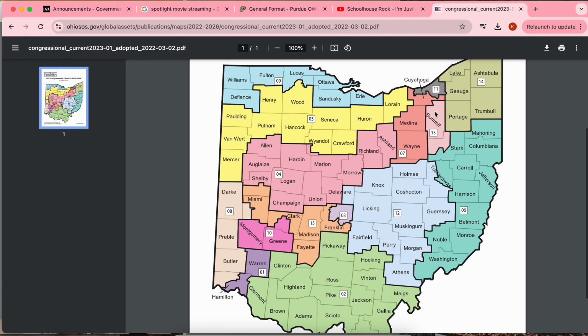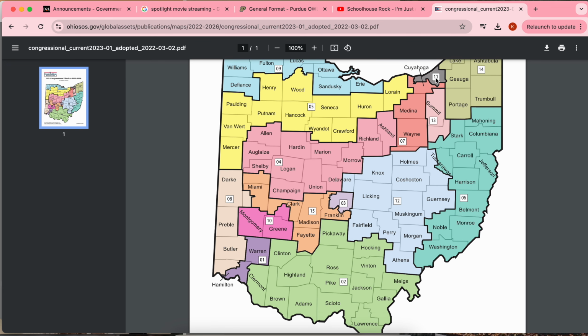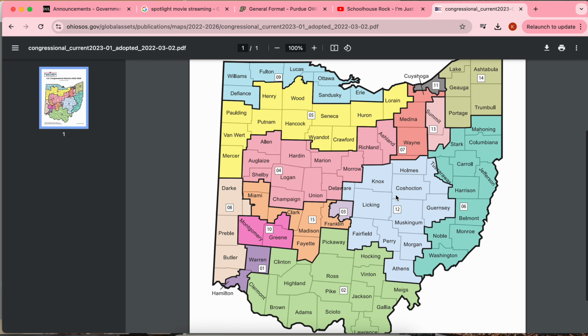So relatively, the same number of people who live in this little baby district right here is pretty similar to the same number of people that live in any of these big districts. This is Columbus, obviously. This is Cleveland, well, northeast Cleveland. This is Cuyahoga County. Their districts are split in half.